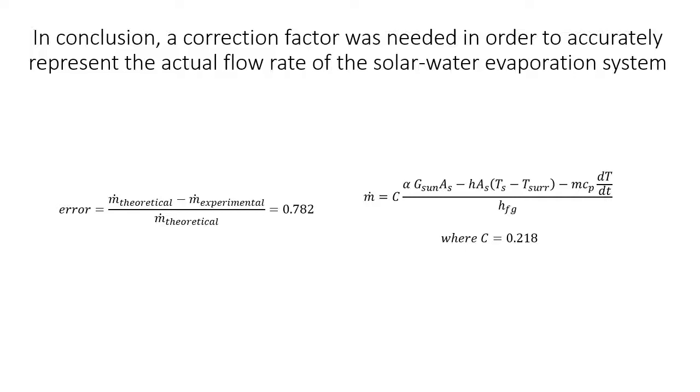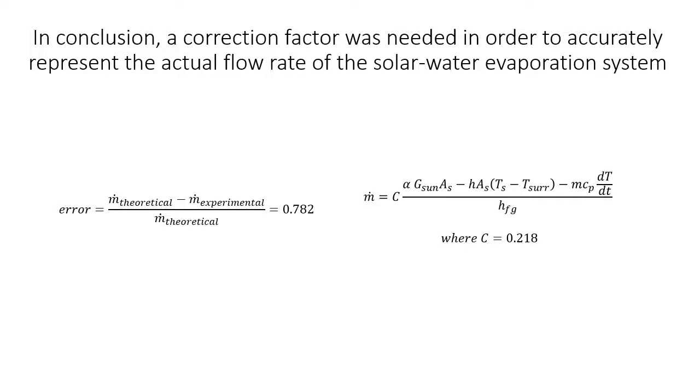In conclusion, a correction factor is needed in order to accurately represent the flow rate of evaporated water through the solar water evaporation system. The error of the experimental mass flow rate when compared to the theoretical mass flow rate was equated to be 78.2%. While this error is large, it was expected due to the losses of the system.